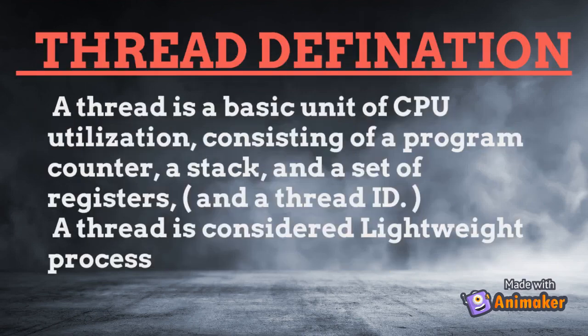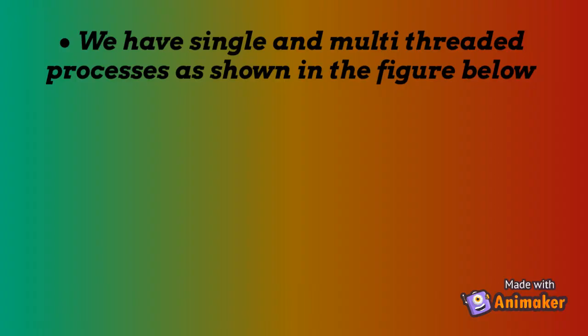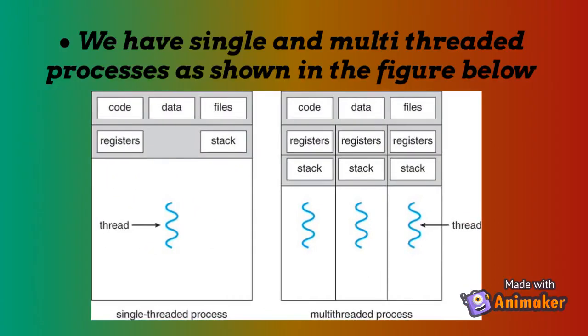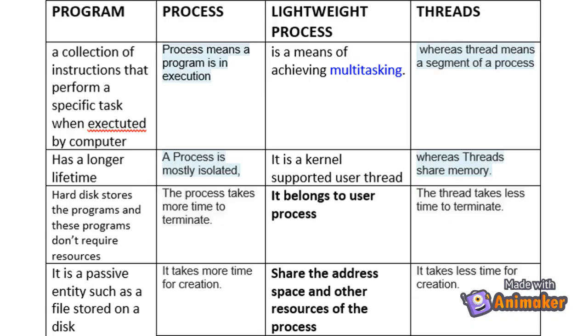Finally we go to threads. A thread is a basic unit of CPU utilization, consisting of a program counter, a stack, a set of registers, and a thread ID. A thread is considered a lightweight process. We have single and multi-threaded processes as shown in the figure below. The following table summarizes the above, and it is a comparison of programs, processes, lightweight processes, and threads.